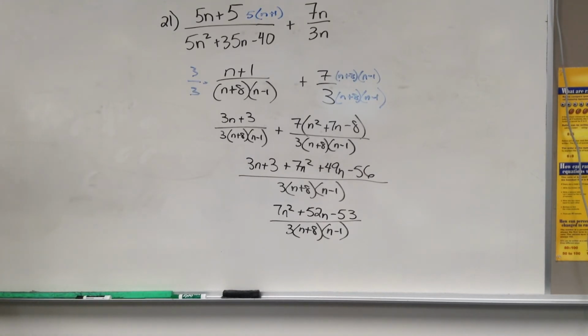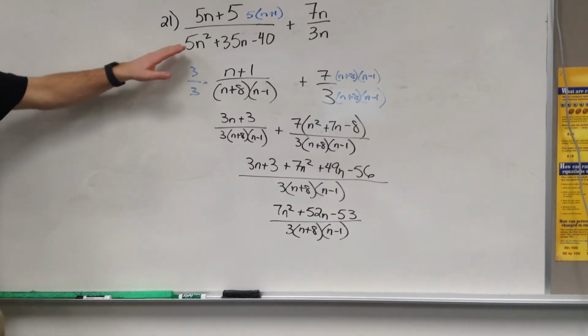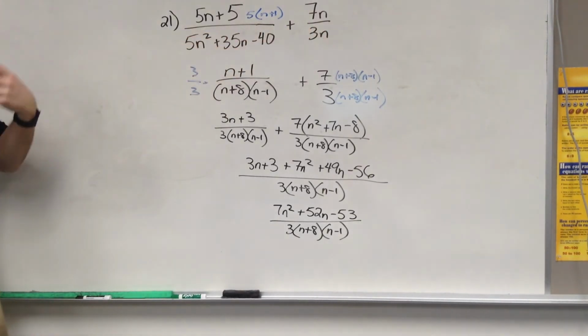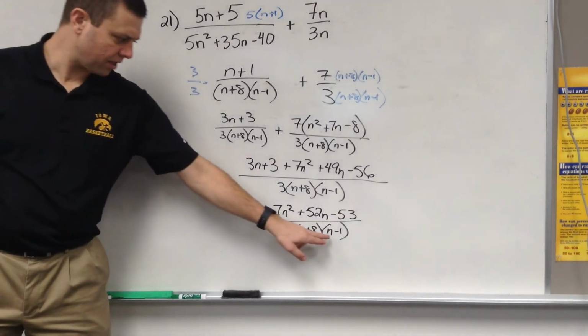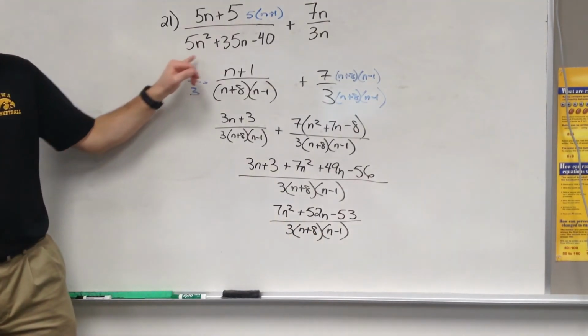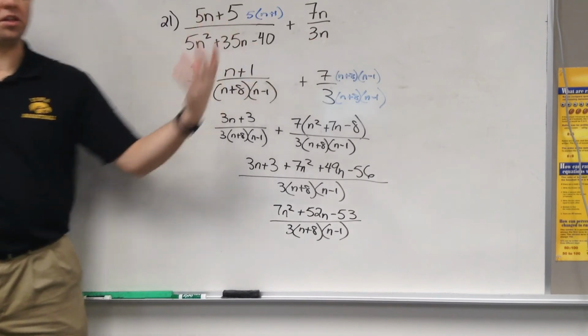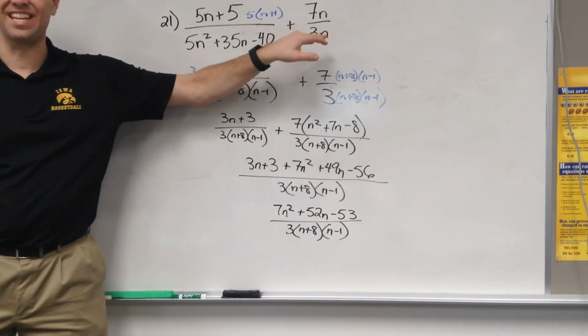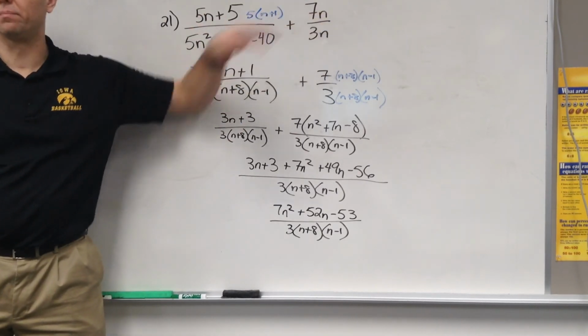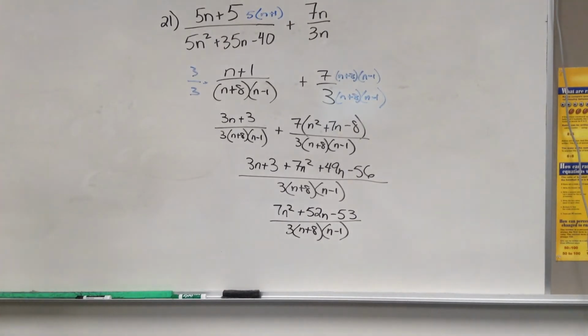What values of n could n never equal? Negative 8, 1, but also 0. Because in the original problem, we did just have an n right there, and if n was 0, that would put a 0 in my denominator, which we can't have. So n cannot equal 0, n cannot equal negative 8, and n cannot equal 1.